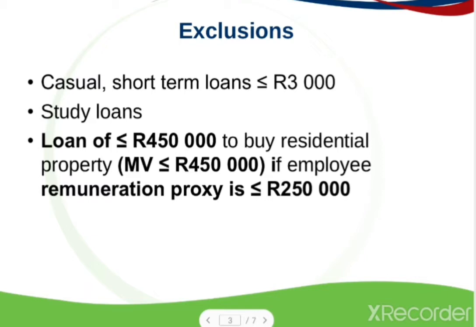Some of the exclusions from this fringe benefit, so these are instances where it is a fringe benefit, but there's zero attached to it because it's been specifically excluded in terms of the 7th schedule. If it's a casual short-term loan of 3,000 rands or less, so that means it's a loan that's repayable in 3 to 6 months, and the value of the loan does not exceed 3,000 rands, then we do not work out a fringe benefit on that amount.